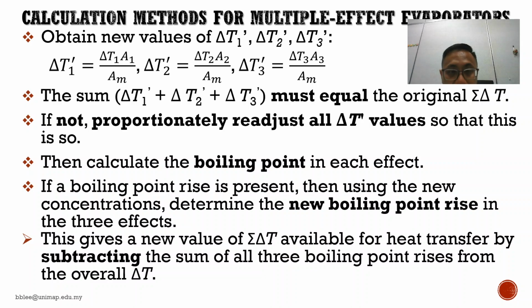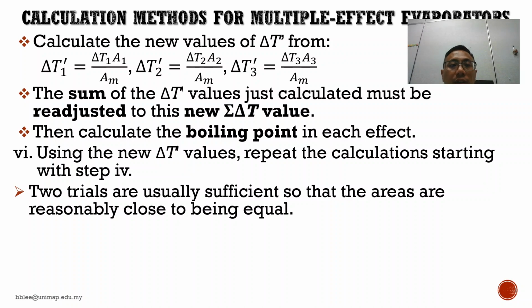Then if boiling point rise is present, use the new concentration to determine the new boiling point rise in the three effects. This gives a new value of the sum of delta T available for heat transfer, by subtracting the sum of all three boiling point rises from the overall delta T. Okay, so we can calculate the new delta T again. The sum of delta T values just calculated must be readjusted to the new sum of delta T value. Then calculate the boiling point in each effect. Use the new delta T values and repeat the calculation starting from step number 4.